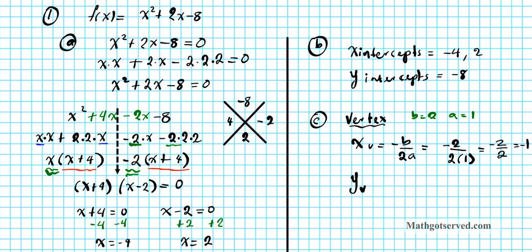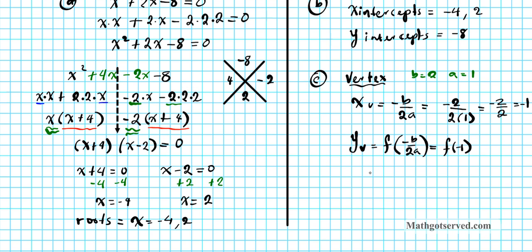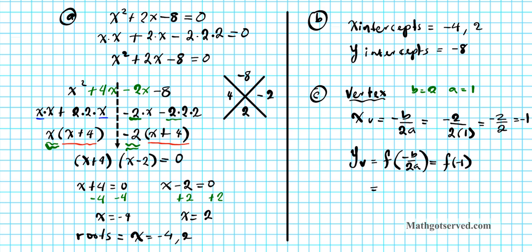Now the y-coordinate of your vertex is what you get when you evaluate the function at the x-coordinate of your vertex. So f of negative b over 2a. We already know that negative b over 2a is negative 1, so we're going to evaluate f of negative 1. Okay? So what does f of negative 1 mean? It simply means for this function, the original function, we're going to plug in negative 1 for every x that we have.